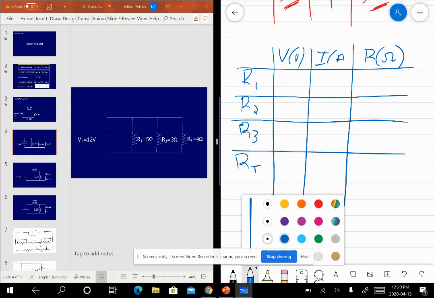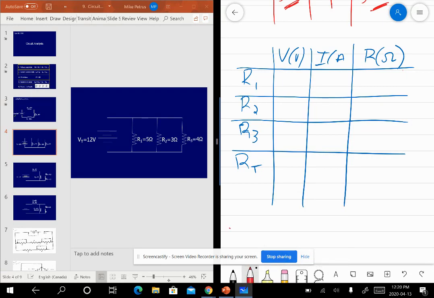I write in the things that it gives me, and it gives me the 3 resistances. It gives me a 5 ohm resistance, a 3 ohm resistance, a 4 ohm resistance. It also tells me that there are 12 volts at the source.